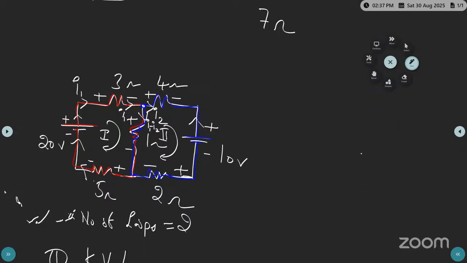Next step. Now we are ready to write down the equations. How many equations will we get? Two equations. Write down equation 1 and equation 2. So here for loop 1, the fourth step. As theory, you write down for loops, the fourth step, by applying KVL. Then again I will explain about the problem.